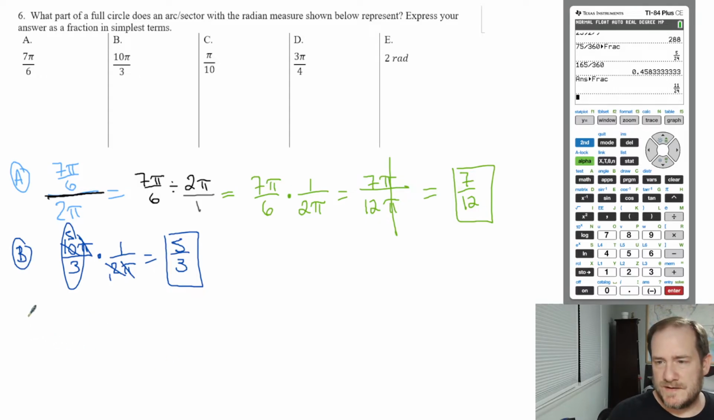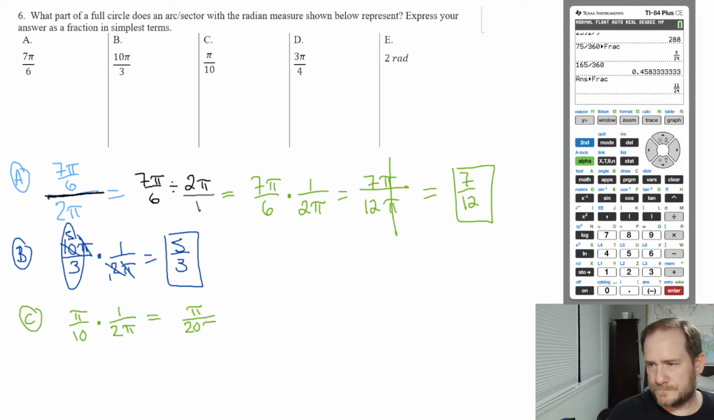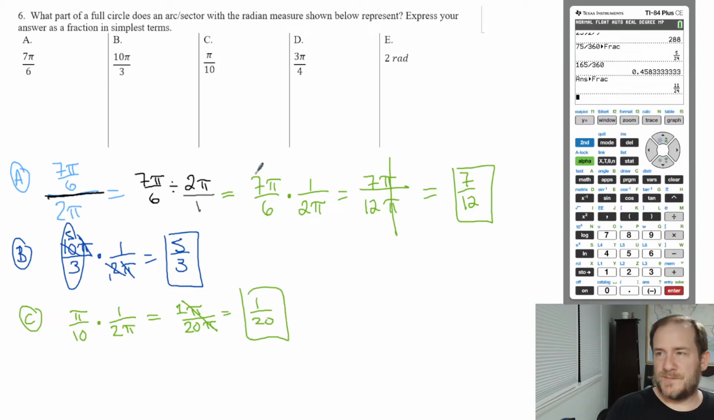And then C is pi over 10. All right, so again, to convert, I guess we're multiplying by 1 over 2 pi. So you get pi over 20 pi. And when the pi's cancel, there'll still be a 1 up there. So you get 1 over 20. That's a very small chunk. Pi over 10 is a pretty small chunk.